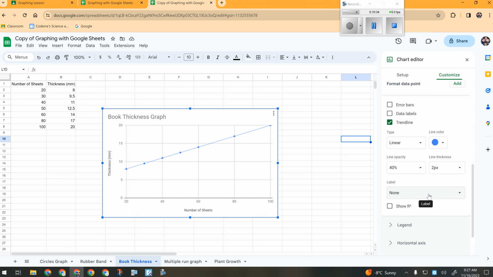We want to click on label because right now there's no label. And we want to click on that and use equation. As soon as I click on that, I get an equation up here in the legend, that we're going to use here in just a minute. Is everybody to that point? All right.